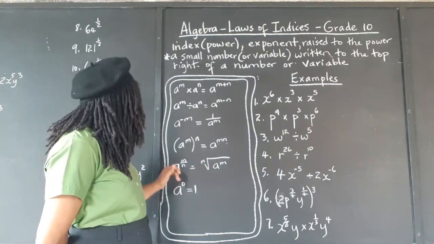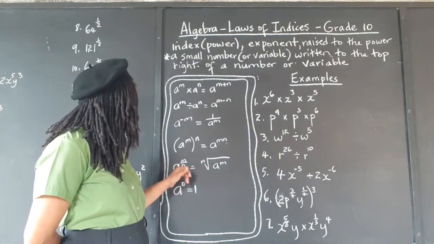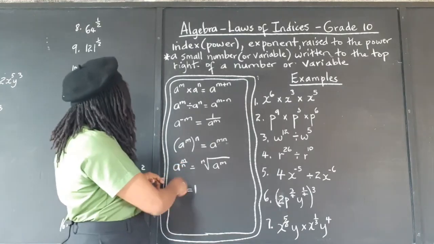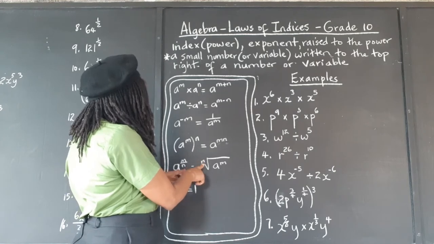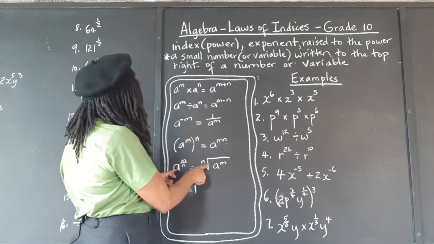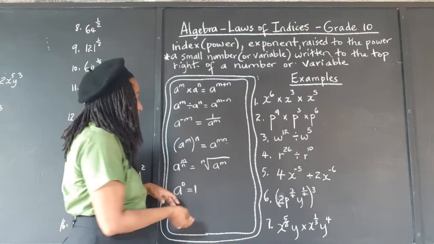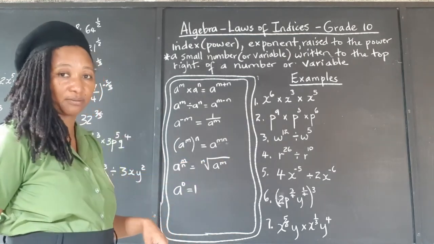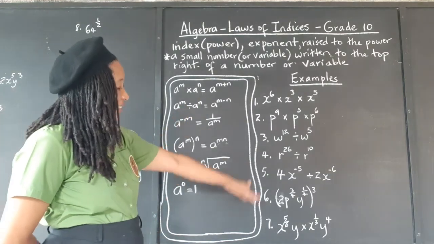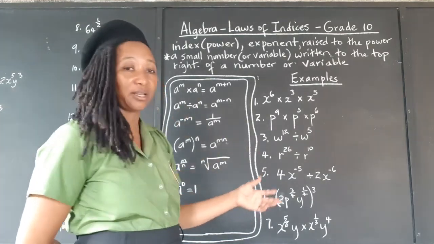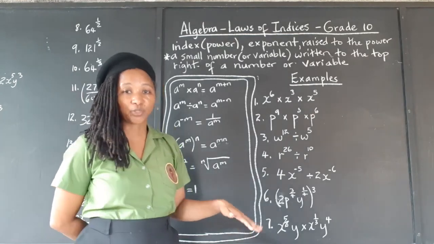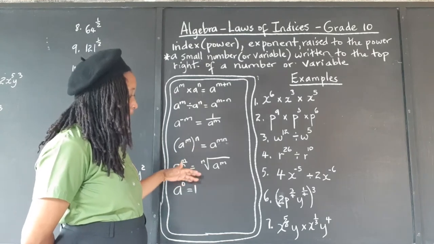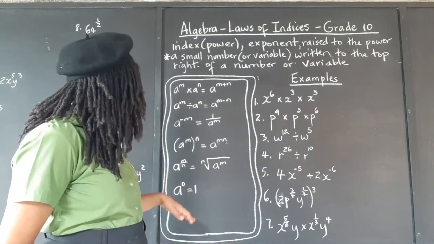So here we go again, a to the m over n. You can do either one first. You can find the root of a and raise that to the power, or you can raise a to the power of m and find the root of it. When you see the actual application using numbers, it will be clearer to you. And we're going to go over this again before we actually do the examples.